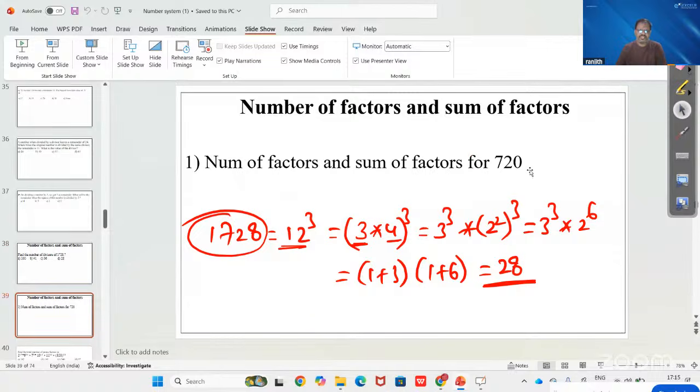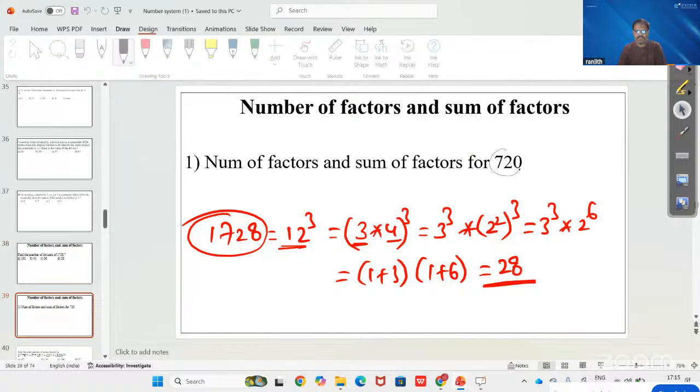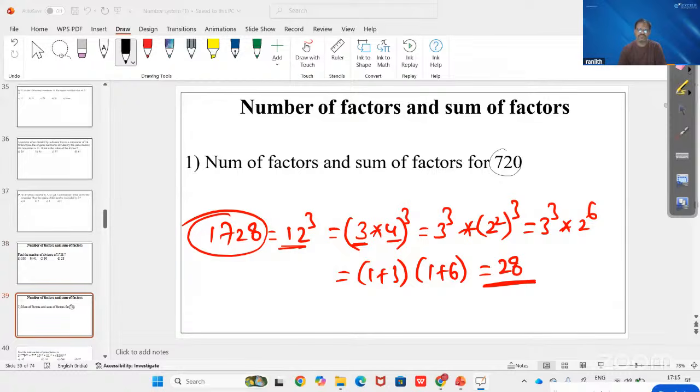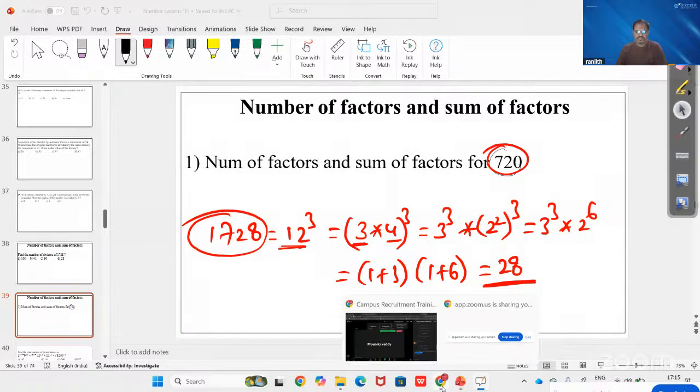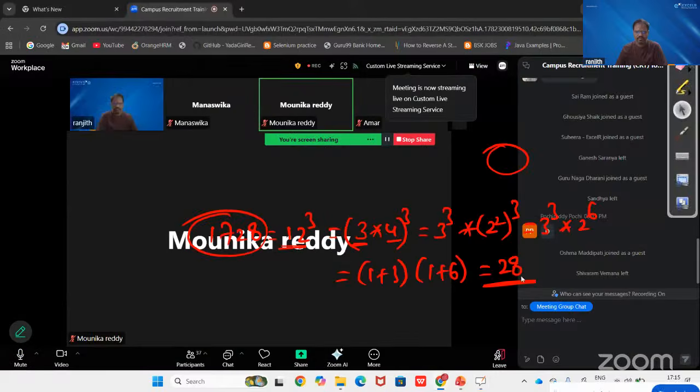And the next question is 720. Can you please find out the number of factors of 720?